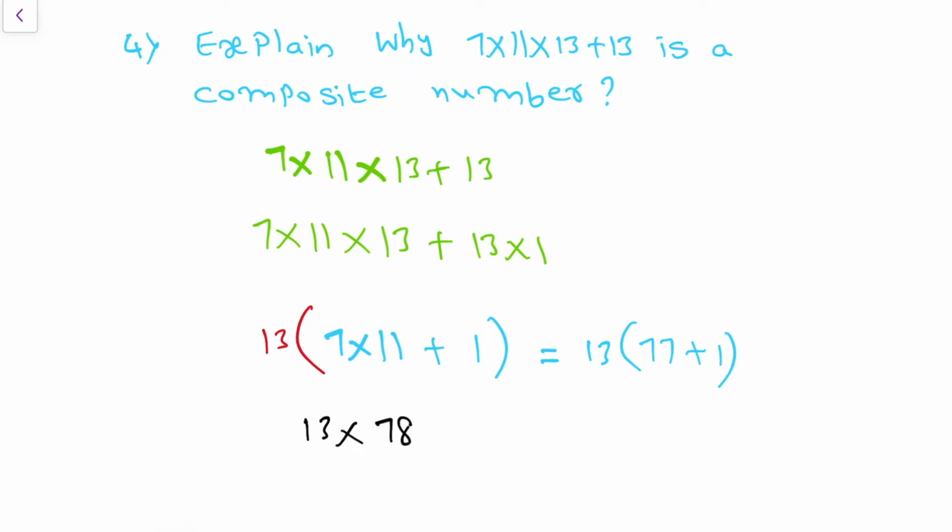Now here no need to write the answer for this one. Without writing the answer, we can conclude our final conclusion. That is, composite numbers means it should have more than 2 factors, right? So for every number, 1 is a factor compulsorily, that we know. Here 13 is a factor, 78 is also a factor. So in this case, more than 2 factors are there, so definitely we can say that this is a composite number.